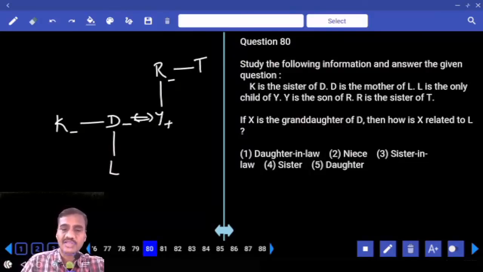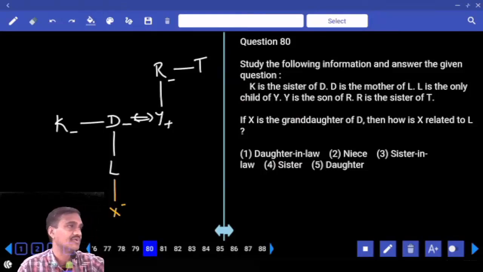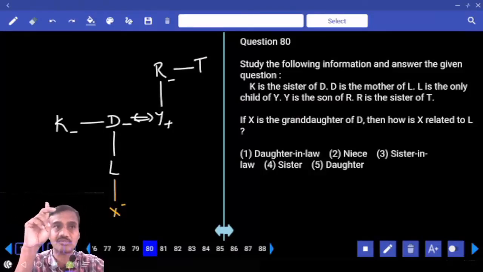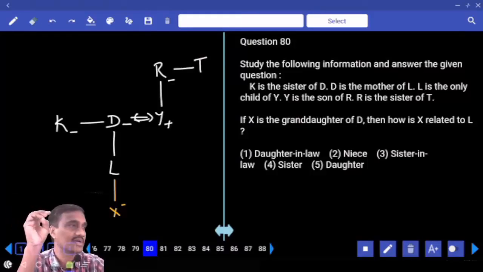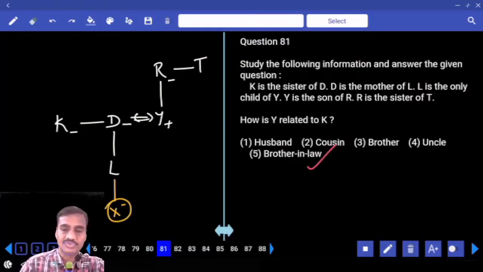If X is the granddaughter of D, where should this X be? X must be the daughter of L. Why? Because L is the only child of D and Y, which is clearly given. D and Y have no other children, only L. So for X to be the granddaughter of D, she must definitely be the daughter of L. Done? And X is the granddaughter of D, then how is X related to L? Daughter. And it is the choice for question number 18.